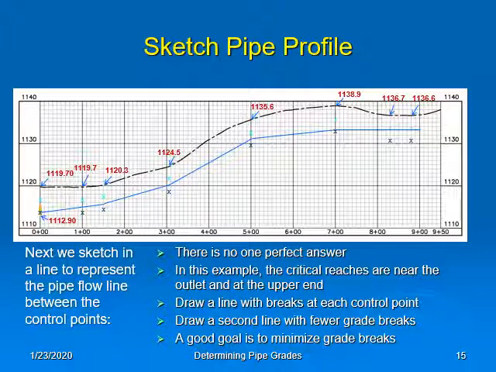Okay, this line has about 4 different grade breaks in here, so it might be possible to draw a line with fewer grade breaks. So let's try that, and I'm going to use a dashed line here for this. And here I'm successful in drawing one with only 3 grade breaks, and that's going to cut down on the calculations we have to do. As you gain more experience with this, this will become easier.